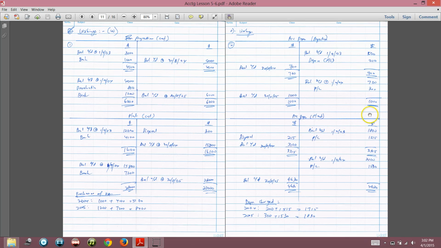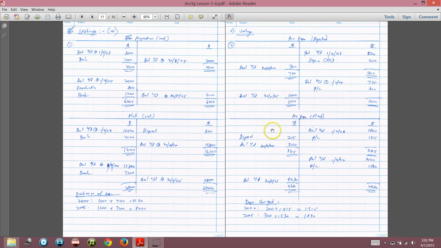So over here is credit. Anything that makes the accumulated depreciation bigger, we put on the credit side. That means the depreciation expense for the year we will add to the accumulated depreciation figure. That's why it will increase. That's why the depreciation expense will increase the accumulated depreciation figure. We put it on the credit side.